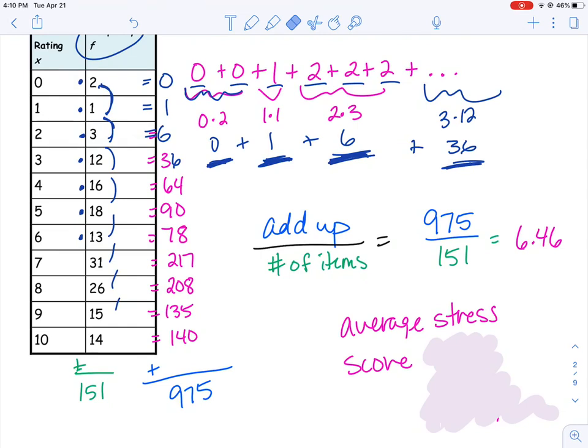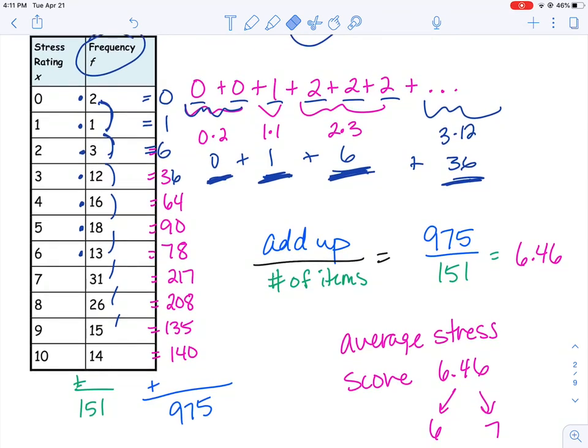So what that means is the mean or the average stress score was about a 6.5, somewhere between a 6 and a 7, right? So I can say it was between a 6 and a 7 stress rating. Okay? Kind of difficult, so I need you to make sure that you process that. Make sure that you run through the video one more time if you need to. But really, we're adding up all the items and dividing by however many items we have. Okay?